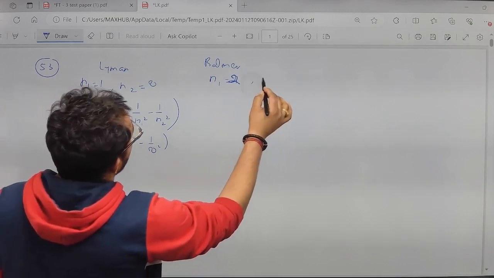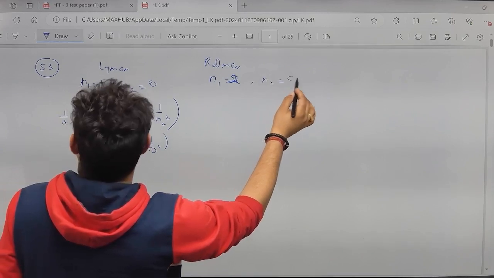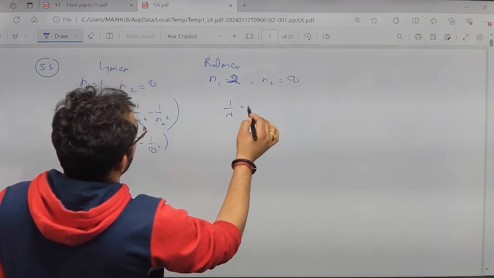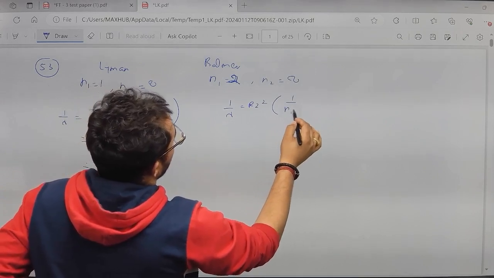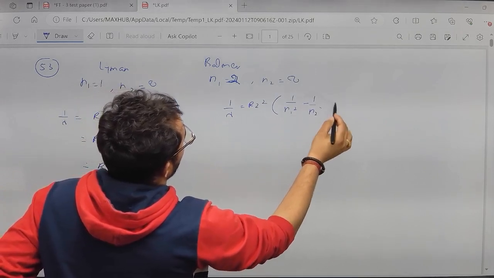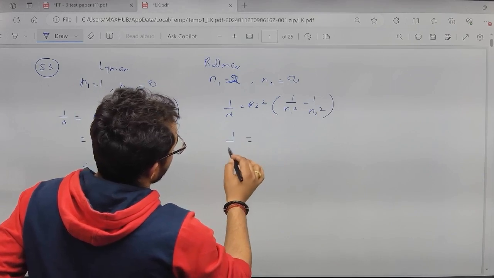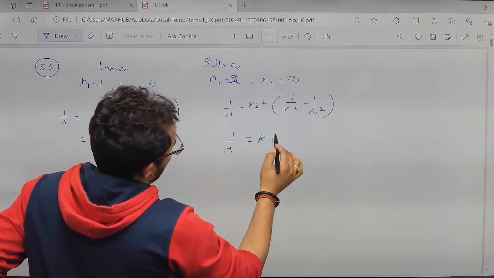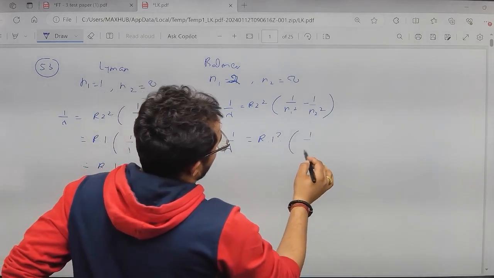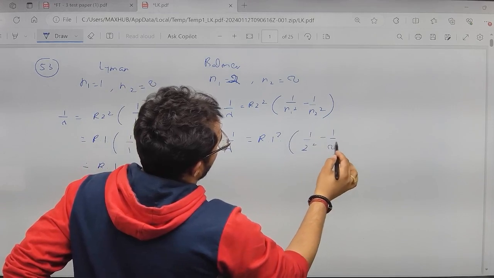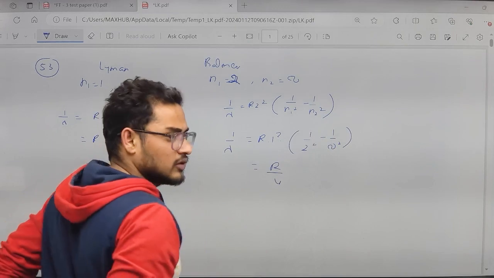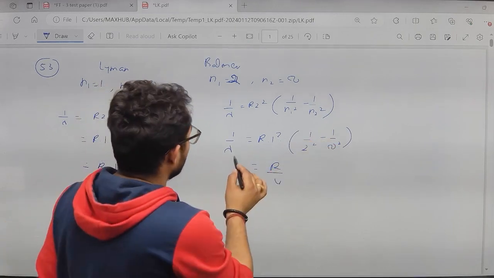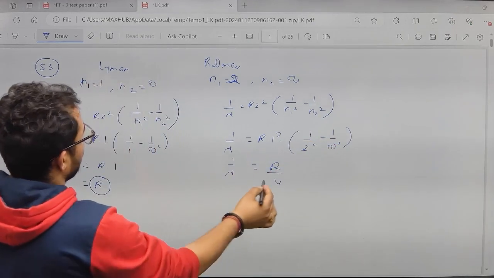Here, if you see, N2 is equal to infinity. 1 upon lambda is equal to Rz square, 1 upon N1 square minus 1 upon N2 square. 2 square minus infinity square. So it will be R upon 4 because 2 square is 4 and the other term will be 0. So 1 upon lambda is equal to R upon 4.